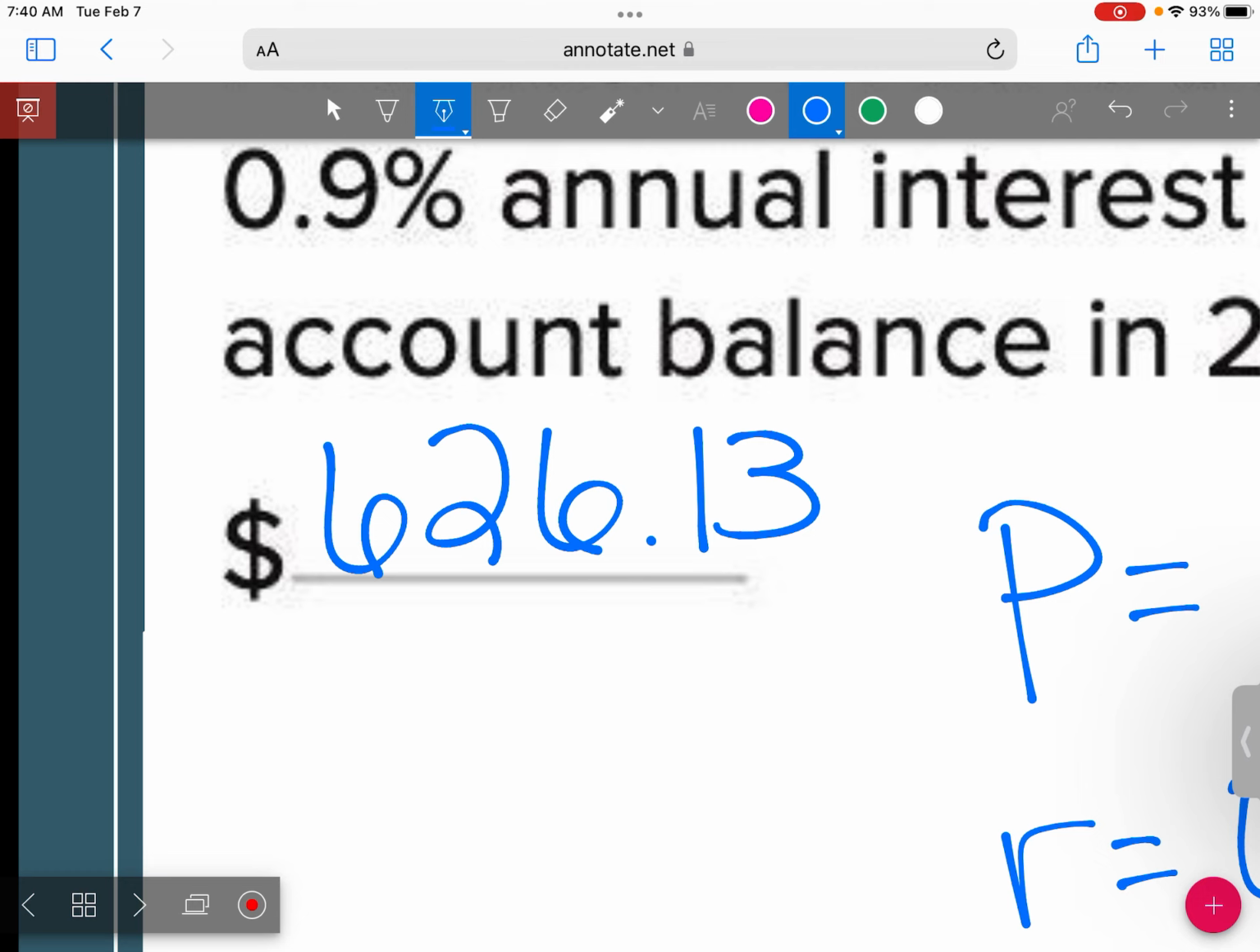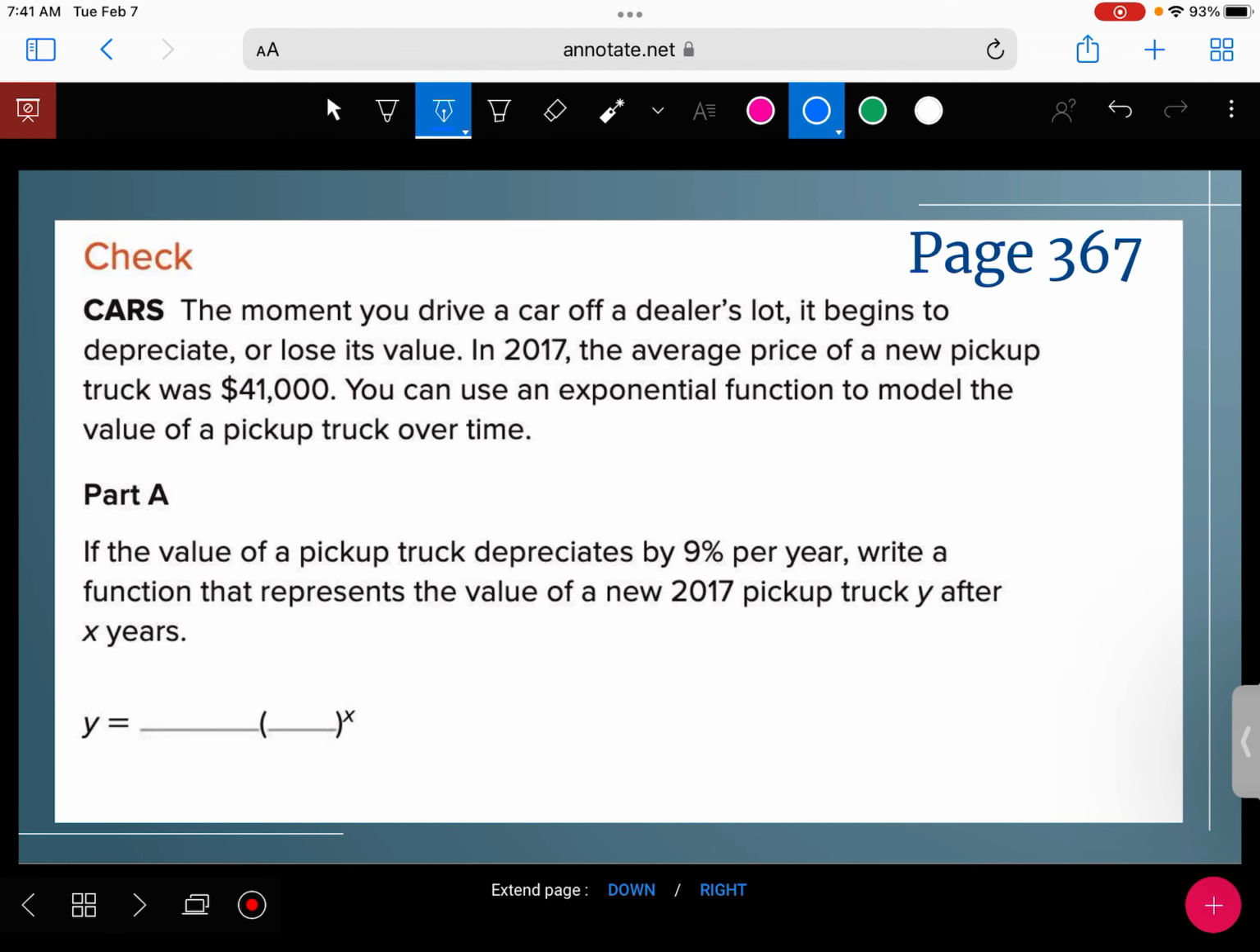So again, this is going to be very applicable because some of you might have a checking account right now. Some of you might have a savings account. You'll definitely have one after you graduate. So you're going to want to look at the annual interest rate that your bank gives you, okay? Okay, cool. If you flip back to page 367, we're kind of going all over the place. We're just really not in order today. This is the check on page 367.